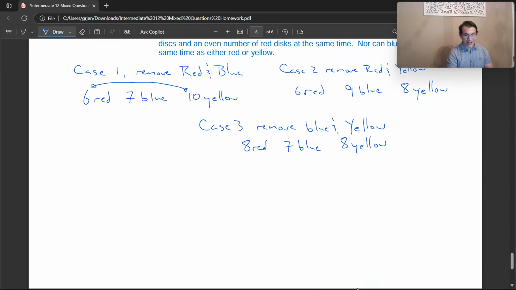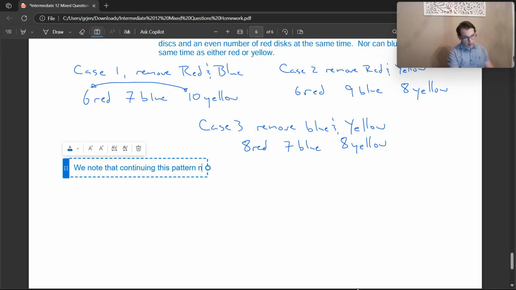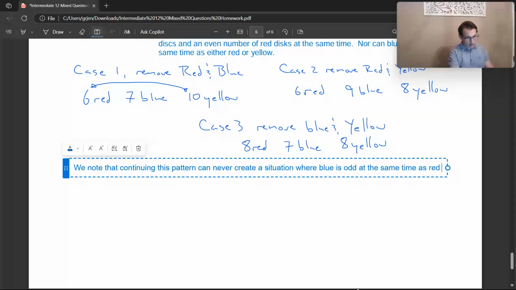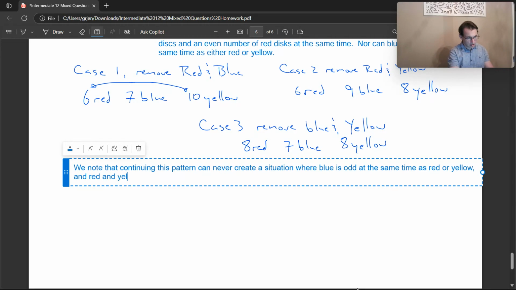Okay? So in none of these choices, and that's all the choices you can make. You can only remove a red and a blue, a red and yellow, or blue and a yellow. Now we've proven it when they started in their current orientation, but we can then just note that no matter how much you continue this pattern, the red and yellow are bound together to be odd and even at the same time. Blue, on the other hand, is never odd nor even at the same time as red and yellow. They always toggle opposite. Always.